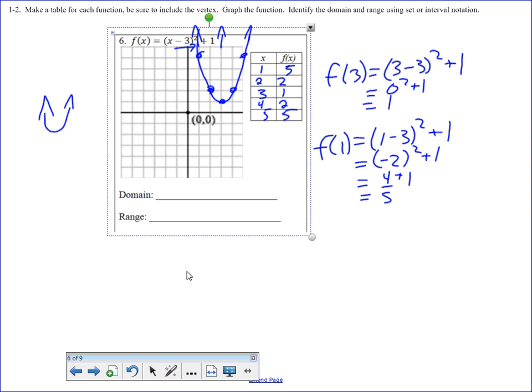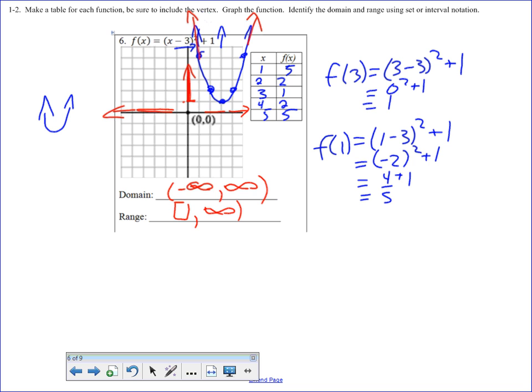So domain, well, this function is going up, but it's leaning out ever so slightly. So it's going to go this way forever, and it's going to go that way forever. So the domain is going to be all real numbers, negative infinity to infinity. The range is the function's going up, and it's starting at 1 and going up forever. So the range is 1 to infinity. And remember, when you do the domain and range, stay on either the x-axis or the y-axis to see where the function projects.